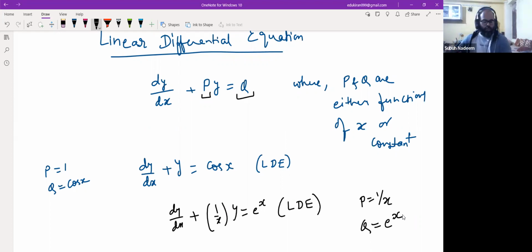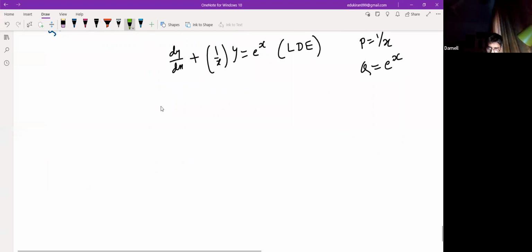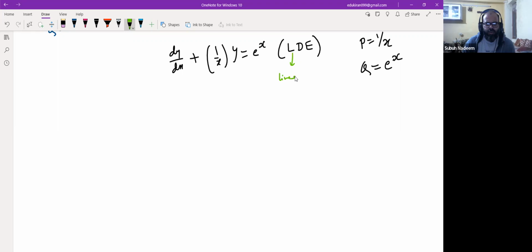So you can see that here p and q are functions of x. That is, they are not functions of y. Either they can be constant or functions of x. There is another type of linear differential equation also. So what's LDE? Linear differential equation.